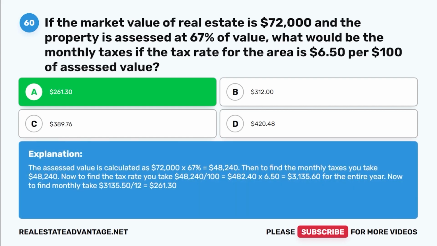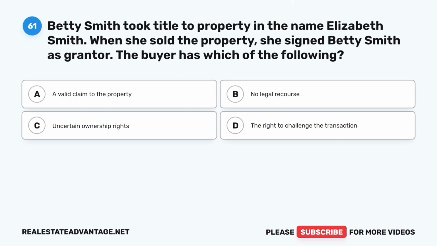$261.30. The assessed value is calculated as $72,000 times 67% equals $48,240. Then to find the monthly taxes, you take $48,240 divided by 100 equals $482.40 times 6.50 equals $3,135.60 for the entire year. Now to find monthly, take $3,135.60 divided by 12 equals $261.30.